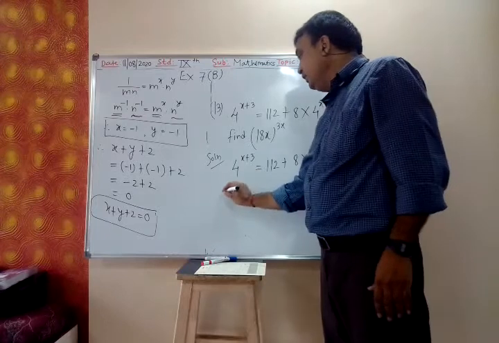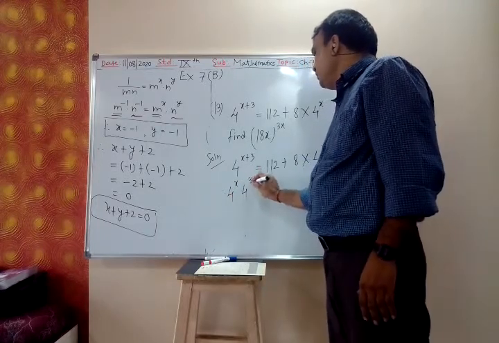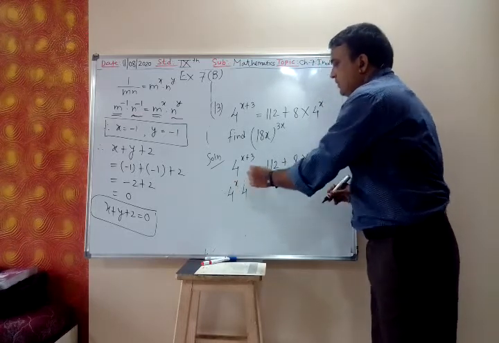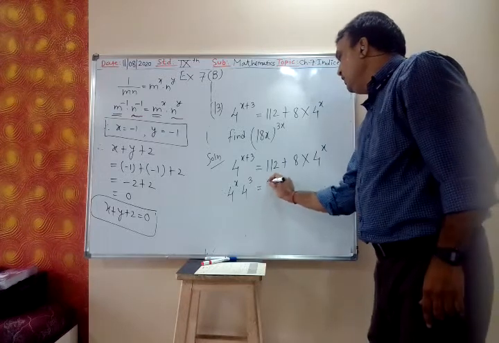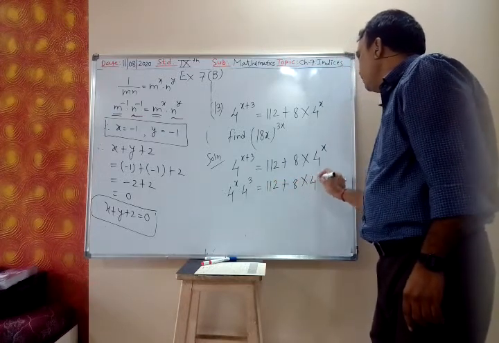Yes, that is 4 raised to x plus 3. I will write 4 raised to x into 4 raised to 3, because between the powers there is multiplication, so I will add the power. This is equal to 112 plus 8 into 4 raised to x.